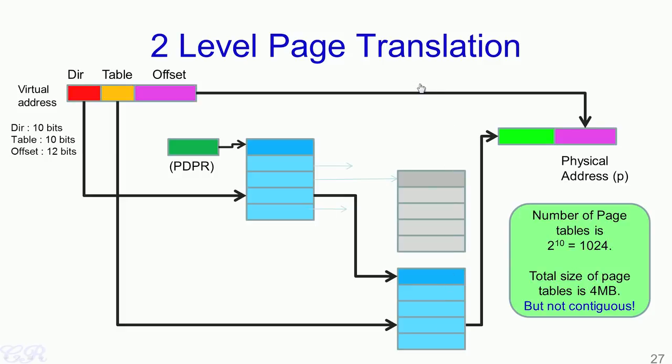Now, how is the scheme actually helping us? In total, although we still have 4 megabytes of page tables that is required, the advantage we get is that they are not contiguous. We just need to have chunks of 4 kilobytes which need to be contiguous, and this is easily obtained because each frame in the RAM is of 4 kilobytes. So, the two level page translation would allow us to have non-contiguous page tables present.